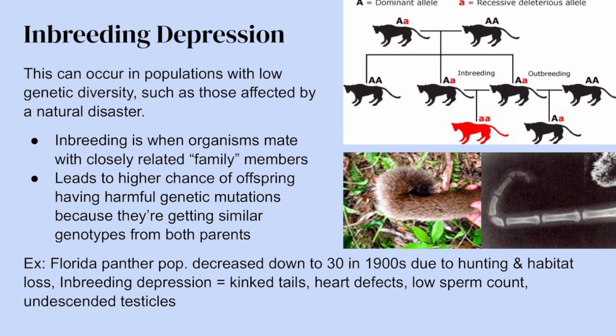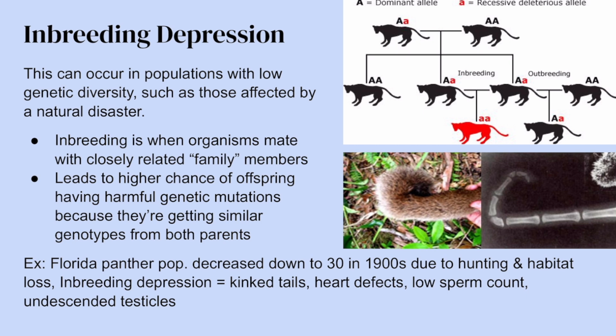This leads to a higher chance of offspring having harmful genetic mutations because they're getting similar genotypes from both parents. Genotypes, again, are your actual genetic information, your DNA that you're getting from your parents. For example, the Florida panther had a population decrease to 30 or maybe even 20 in the 1900s, and this was due to hunting and habitat loss, a combination that impacted these organisms. They experienced inbreeding depression.